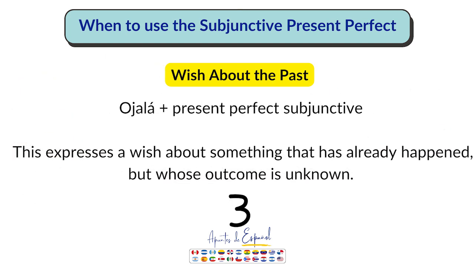And the last usage is to talk about wishes about the past. We are familiar with the word ojalá. You can check the video above if you want to learn more about the form ojalá. But ojalá means "I wish," and in combination with the present perfect subjunctive, it can be used to express a wish about something that has already happened, but whose outcome is unknown.